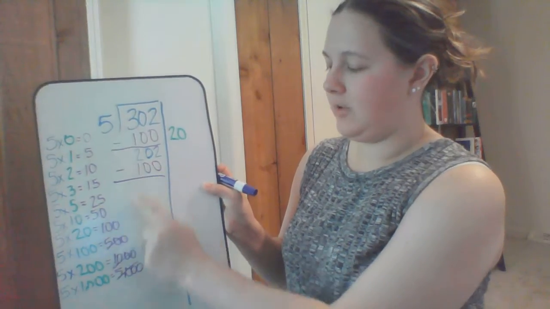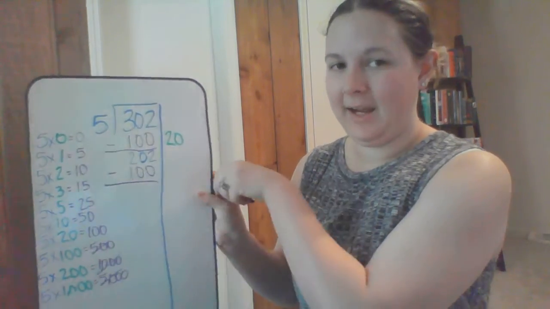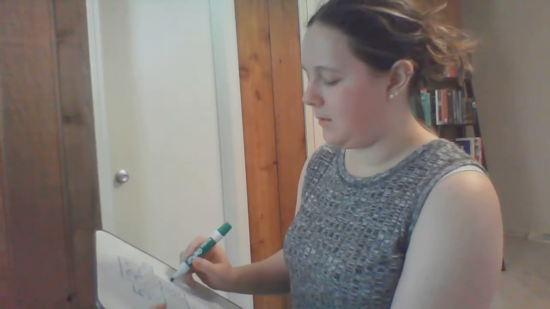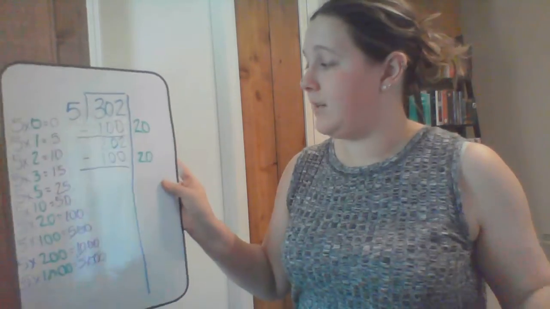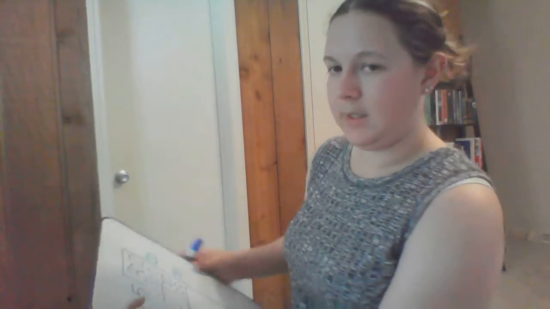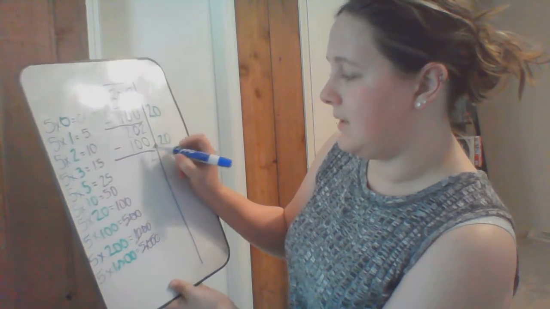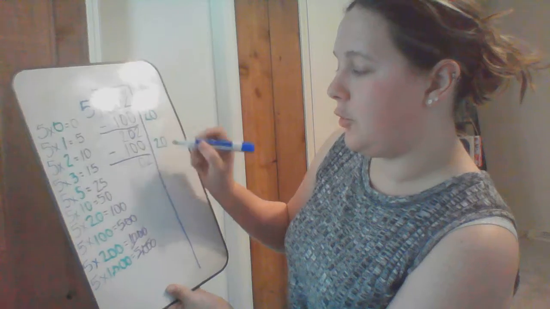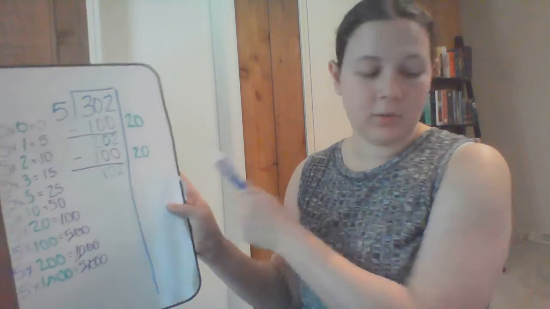Once again, notice our 100 is taken care of, our 5 is taken care of, but that 20, we haven't taken care of him yet. So we're going to write him off on the side. All right, then we're going to subtract. 2 minus 0 is 2. 0 minus 0 is 0. 2 minus 1 is 1. My new number is 102.